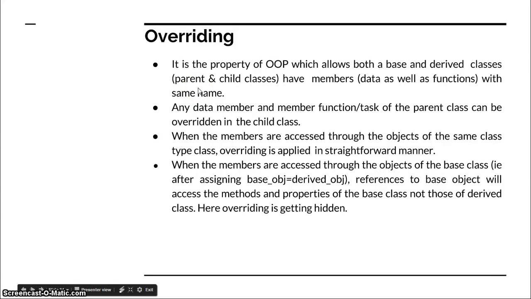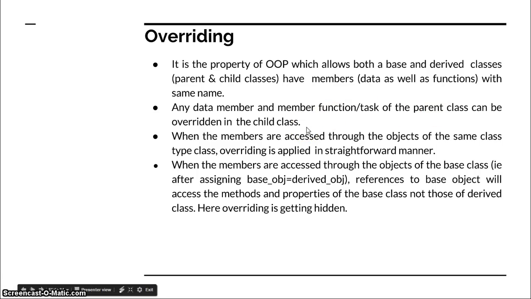Overriding is applicable only for inherited classes, and overriding is a property of object-oriented programming which allows both a base and derived class to have members with the same name. So the base and derived class, or the parent and child class, can have data members and member functions with the same name. Any data member or member function or task in the parent class can be overridden in the child class. So this is the meaning of the word overriding.